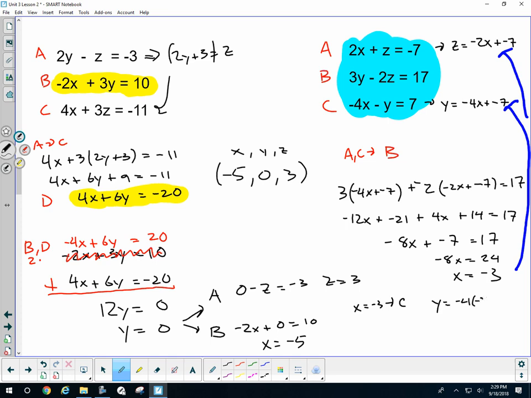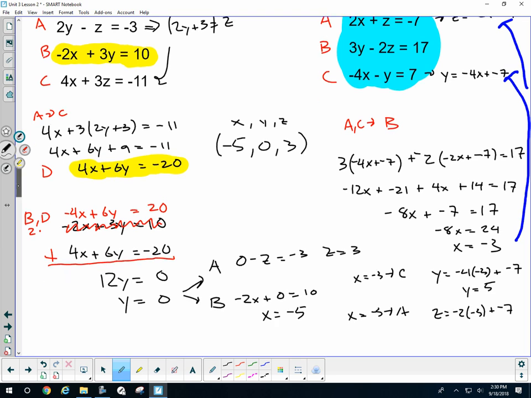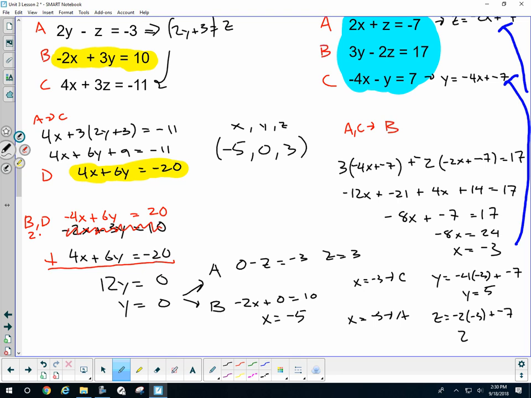So 12 plus negative 7 is positive 5. Positive 6 minus 7 is negative 1. So I get x, y, z. Okay?